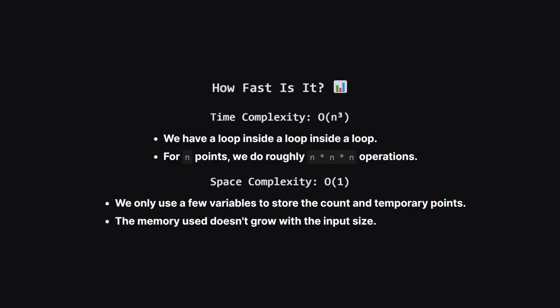Let's think about complexity. How efficient is this? Since we have a loop that runs n times, and inside it another loop that runs n times, and inside that a third loop that also runs n times, the total number of operations grows very quickly. We describe this as a time complexity of big O of n cubed. For space, we're only using a few variables to keep track of things, no matter how big the input is. So that's big O of 1, or constant space, which is great.